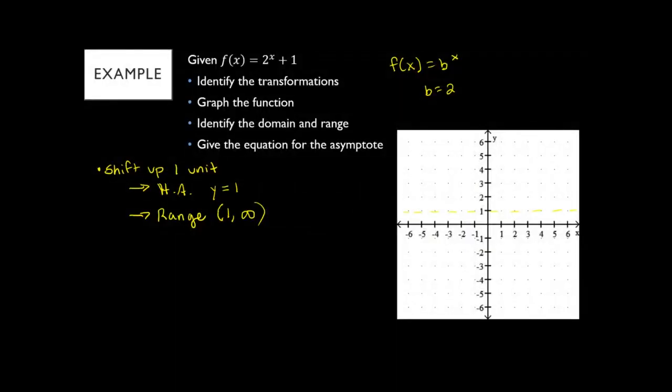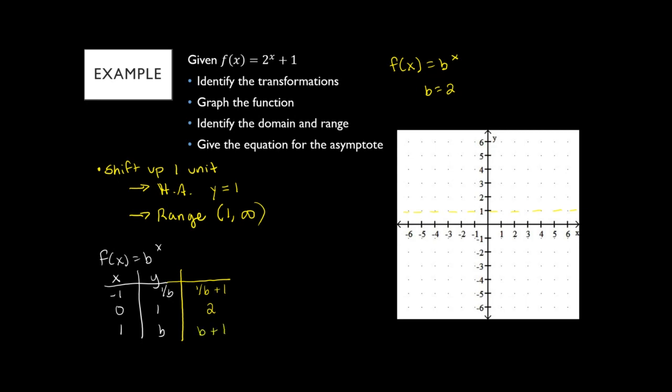So I'm going to do this in white. So normal f of x equals b to the x. We have -1, 0, and 1. It's 1 over b, 1, and b as our y values there. So if we shifted that up 1, then that means basically all of these y values are up by 1. So it'd be 1 over b plus 1, 1 plus 1, which is now 2, and then b plus 1. So that f of x that we have of 2 to the x plus 1, everything got shifted up by 1.